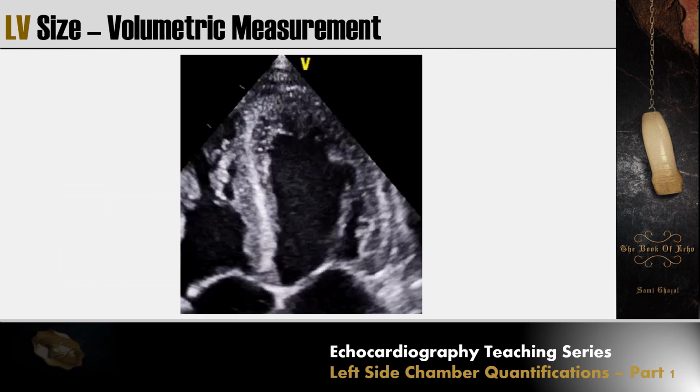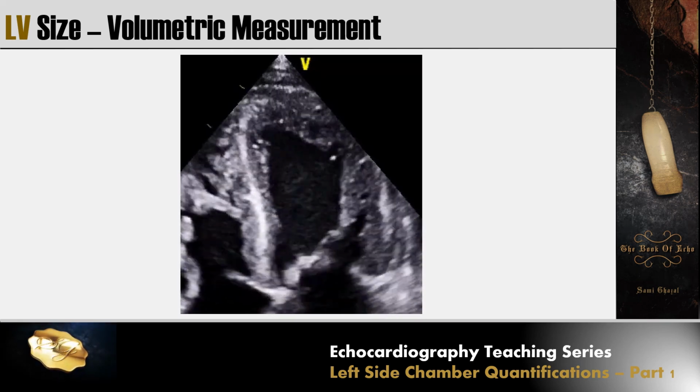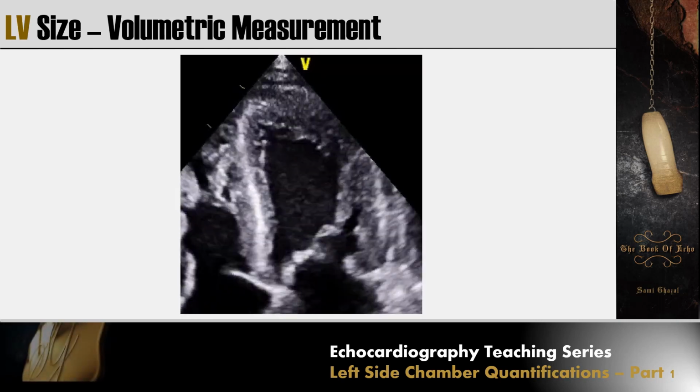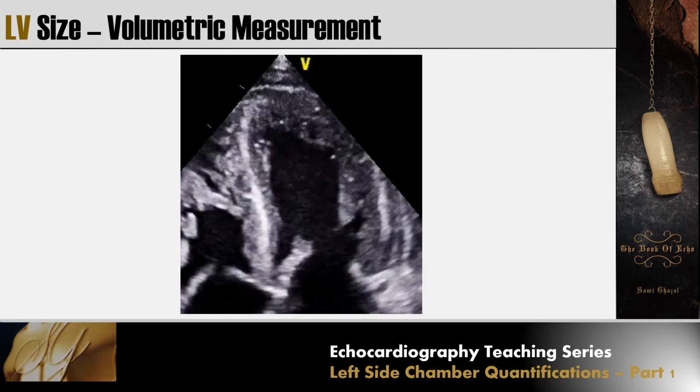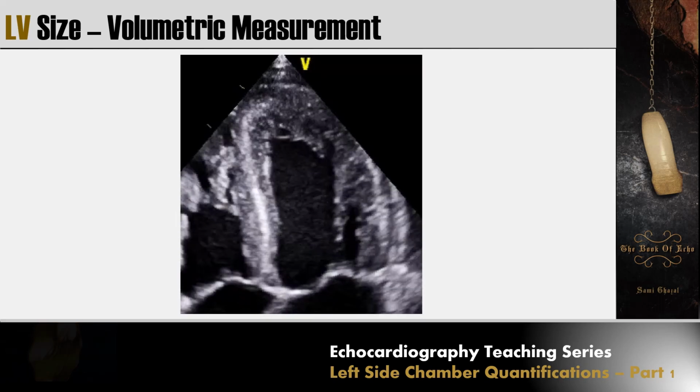Many times there will be an error in tracing the LV. For accurate tracing, of course, you should avoid foreshortening and choose the correct frame. For the end diastolic frame, choose the frame that has the largest LV. For the end systolic frame, choose the frame that has the smallest LV. So after you choose the frame, just freeze and start your tracing.